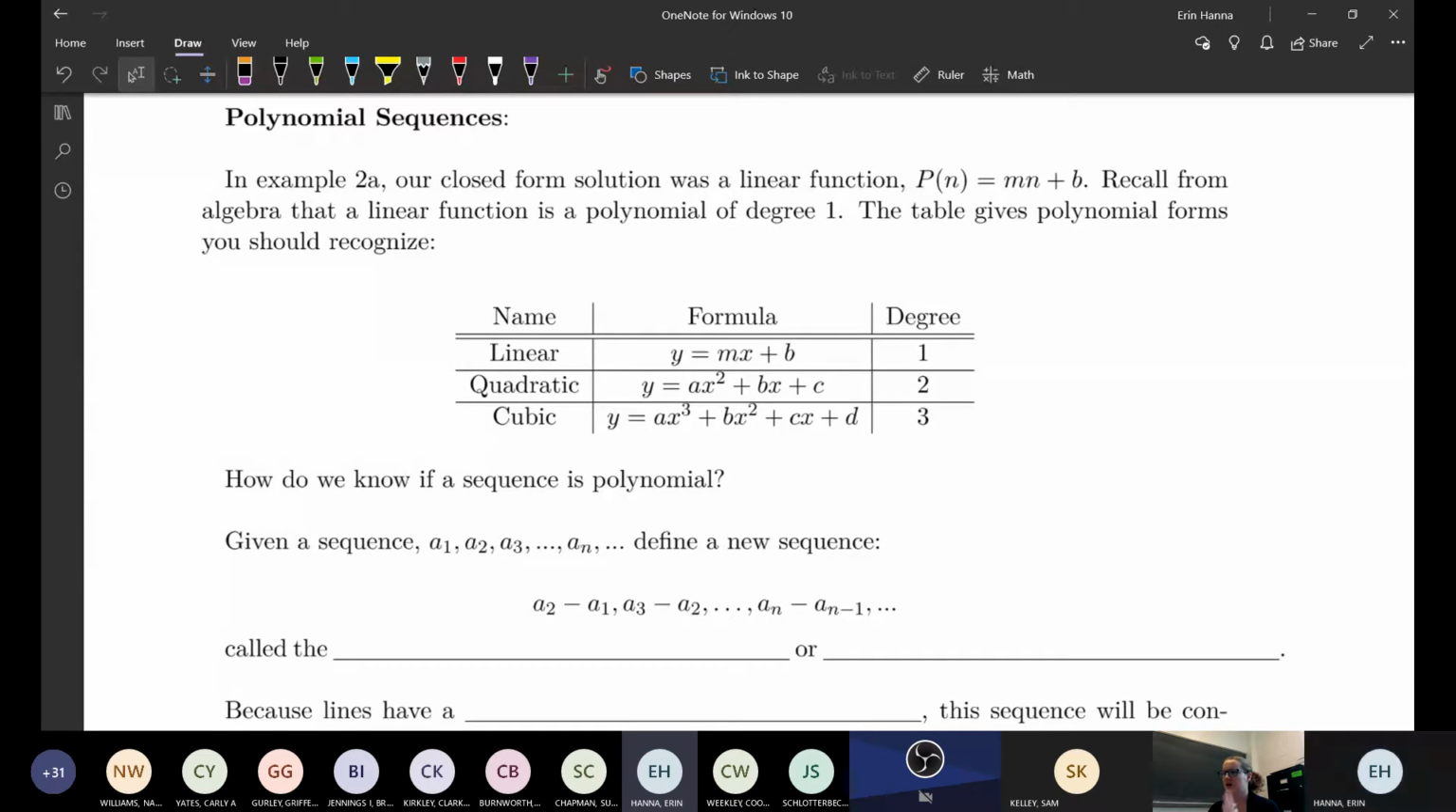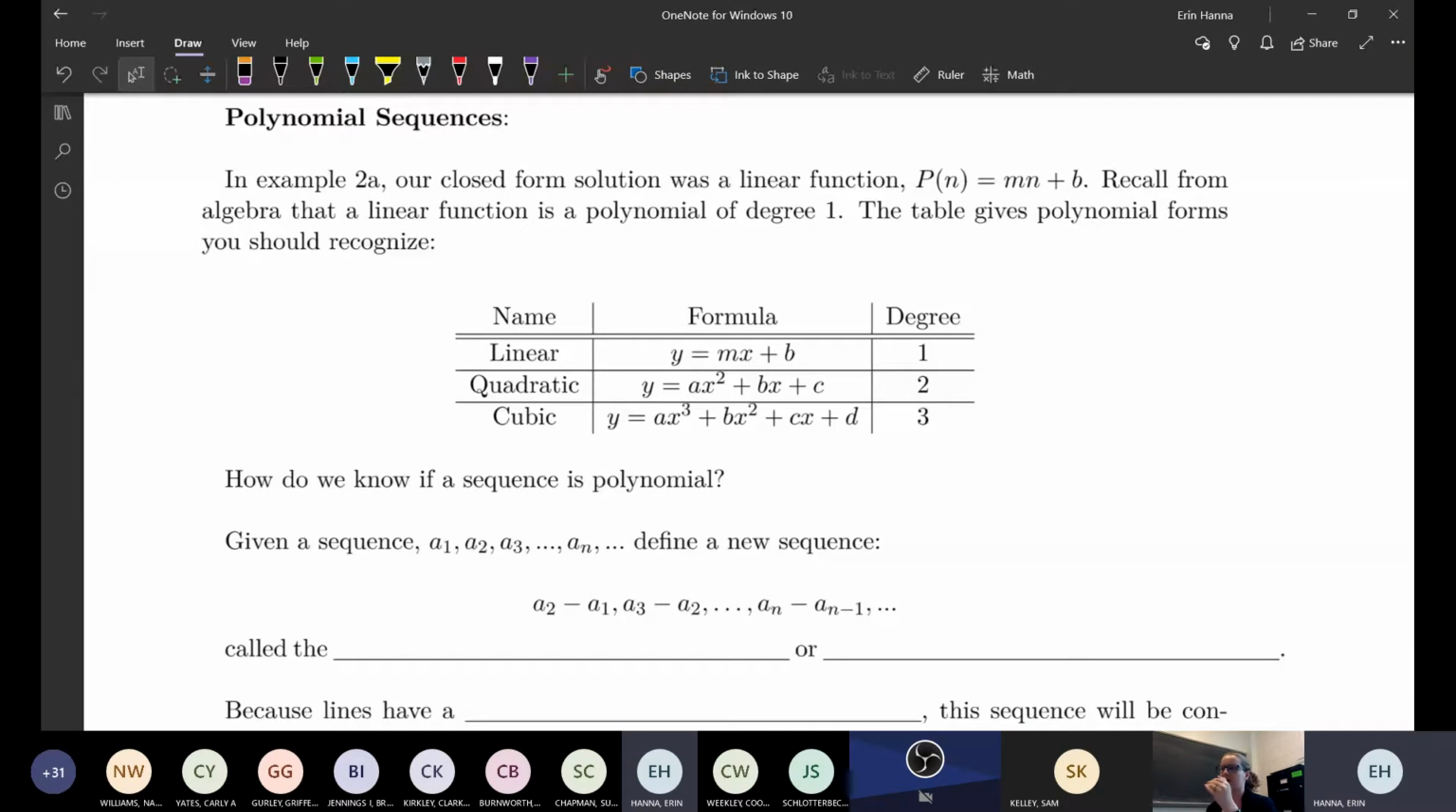But anyway. In the first example of the thing we just did, example 2a, the closed form was linear. Recall from algebra that a linear function is a polynomial of degree 1. And then we have a bunch of other polynomials, which can be degree whatever, as long as it's a positive number. Quadratics, cubics, quartics, and then 5th degree, 6th degree, 7th degree. So some sequences are going to follow a polynomial function.